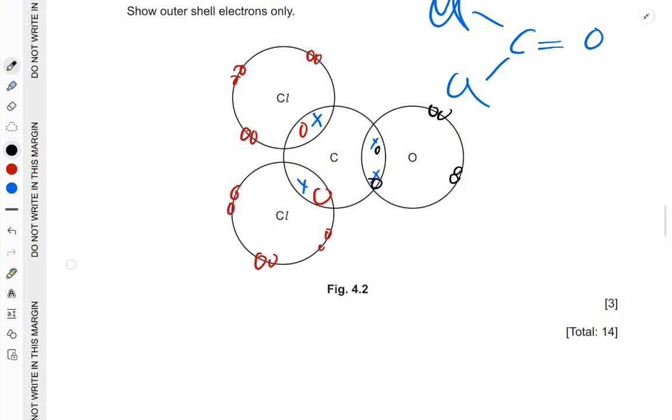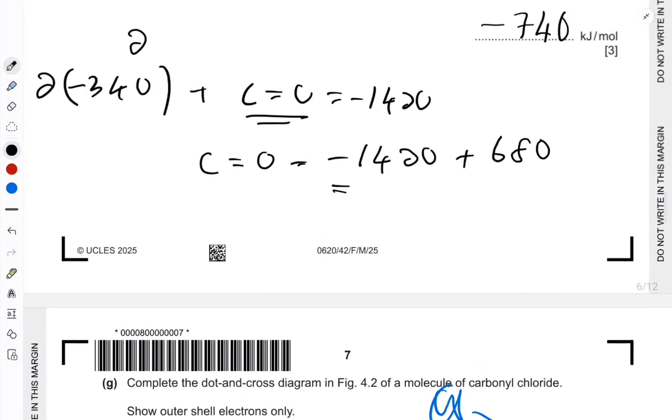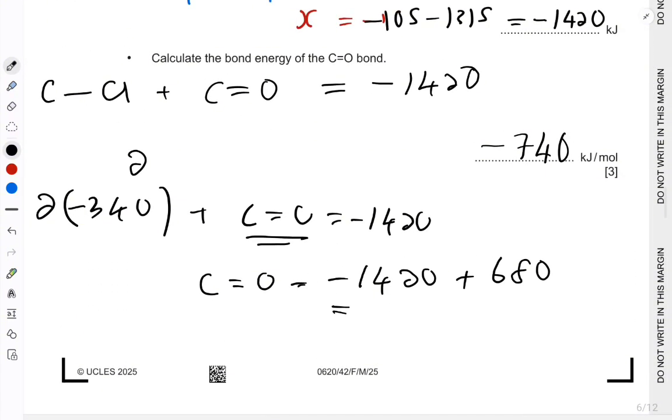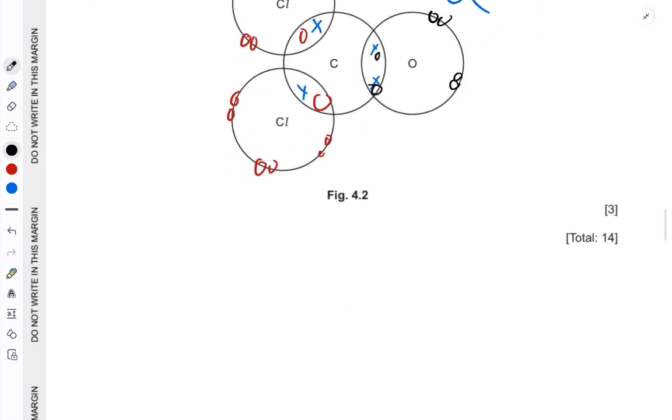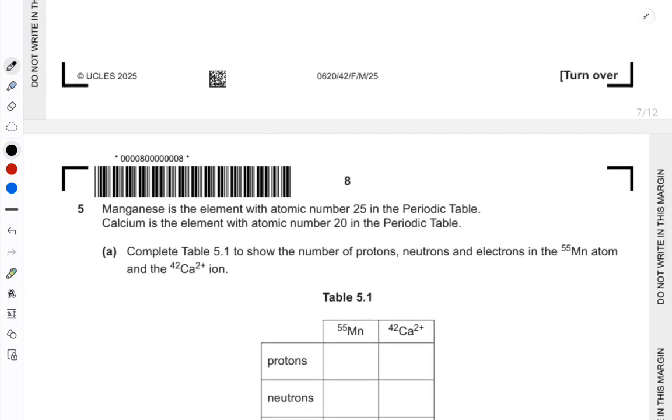Oh yeah, class, bond energies must always be positive. So actually this is the energy which is released. Therefore, sorry, this part, it's a bond energy, so it's positive 740. Now let's go on.